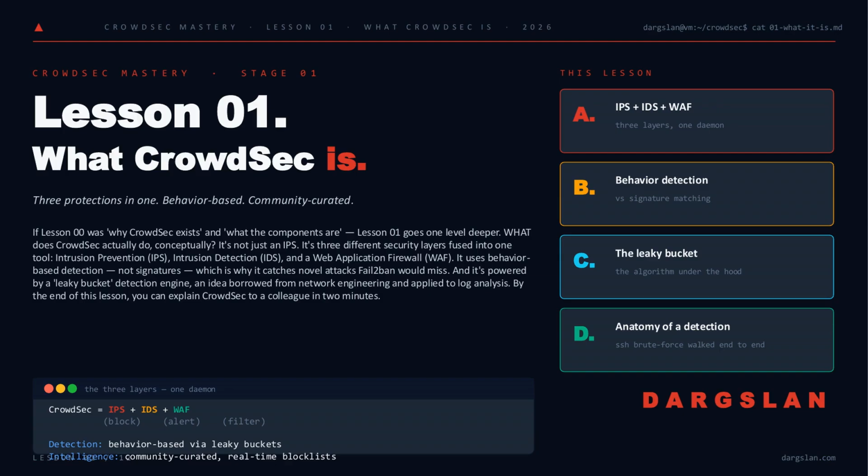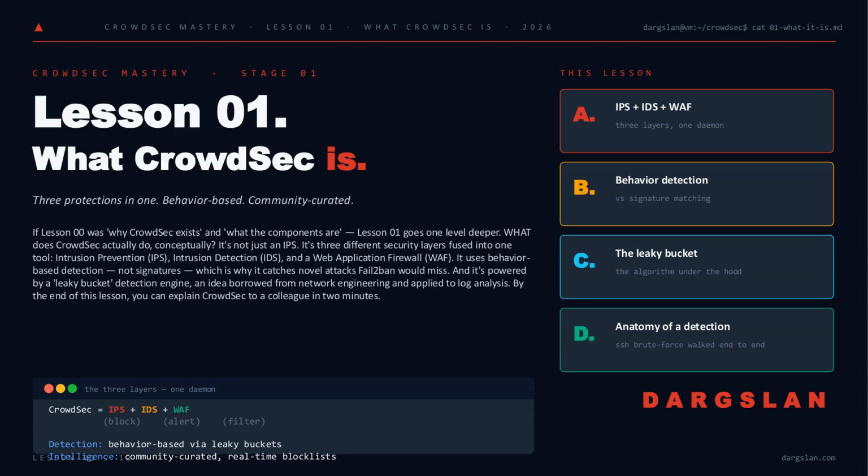Welcome to Lesson 01 of CrowdSec Mastery. The lesson where we stop talking about why CrowdSec exists and start defining what it actually is. And the short answer is, it's three security tools fused into one daemon, an IPS, an IDS, and a WAF, driven by behavior-based detection rather than signatures.